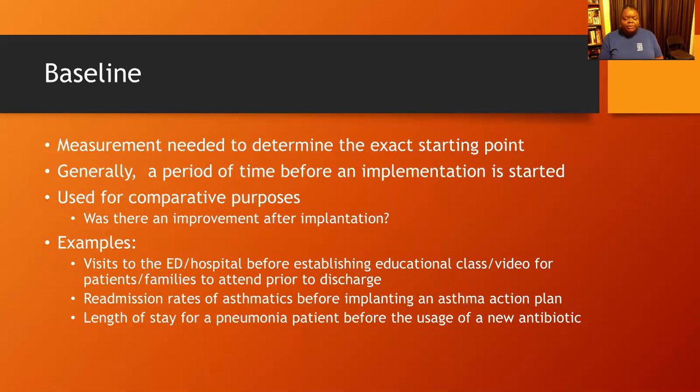Another baseline metric to look at would be the length of stay for a pneumonia patient before the use of a new antibiotic. So say a new antibiotic comes out and the doctors want to use it for their pneumonia patients. They suspect that it would treat it more effectively. They should establish a baseline, look and see what their baseline length of stay is with the current antibiotic before moving forward with the new one so that they have something to compare that to.